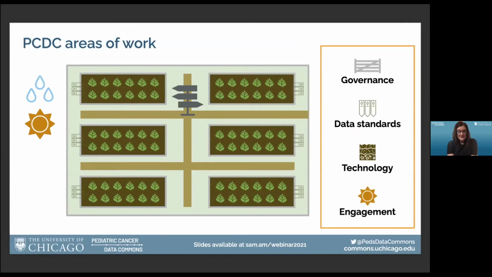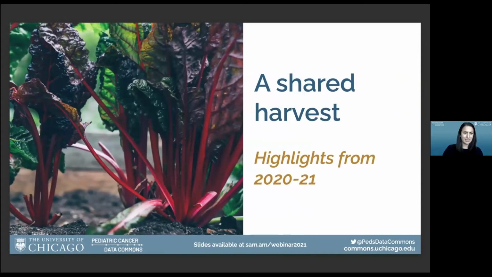So for the next part of today's webinar, we're going to be sharing some highlights from the past year across these 4 main areas of our work: the governance, which, as you remember, represents the fences in the garden; the data standards, which are the seed instructions for how to plant and tend our seedlings; the technology, which is the fertile soil; and the engagement, which is the sun that helps our garden grow big and strong. With that, I will hand off to Monica, who will introduce our next section. Thanks, Kat.